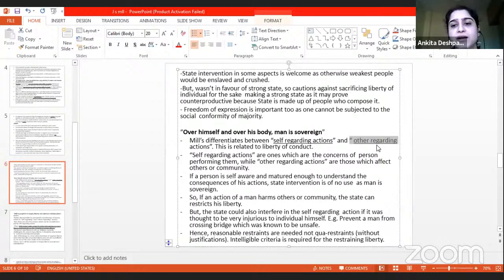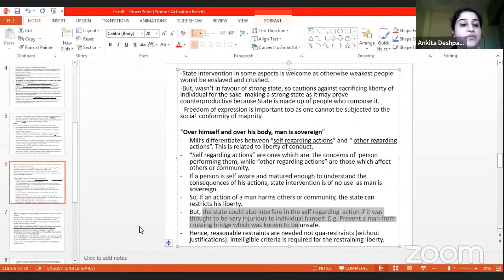All right. So in other-regarding actions, J.S. Mill says the state can intervene, but he makes an exception. What is that exception? The state can also intervene in self-regarding actions, the actions which are affecting himself, if it was thought to be important to avoid any injuries that a man can do to himself. For example, if a man is trying to cross a bridge which is dangerous, the state can prevent him, because while crossing the bridge, he may self-harm, the bridge may collapse, he may lose his life. So even if it is his self-regarding action, his decision to cross the bridge, still, if it is going to prove to be dangerous for the life of a person, the state can intervene in self-regarding actions too.